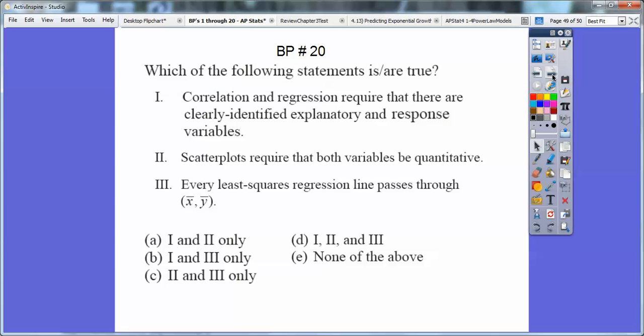Which of the following statements are true? Correlation regression requires there are clearly identified explanatory and response variables. Not necessarily. Scatter plots require that both variables be quantitative. That's true. Every least squares regression line passes through (x bar, y bar), so that's the average of the x's and the average of the y's. That's true also. So I get choice C. It's numbers 2 and 3.